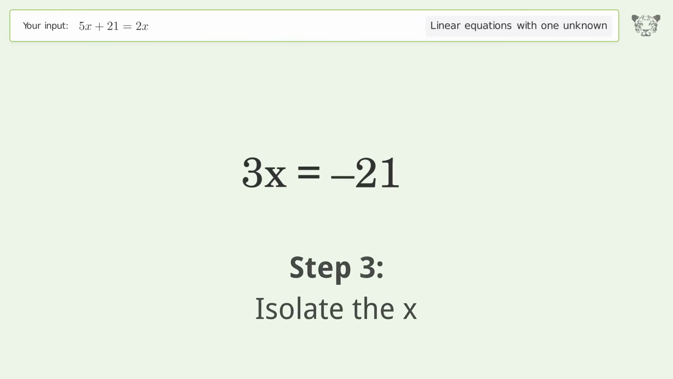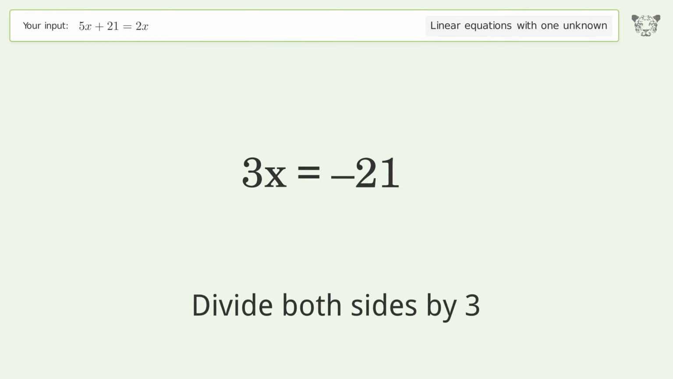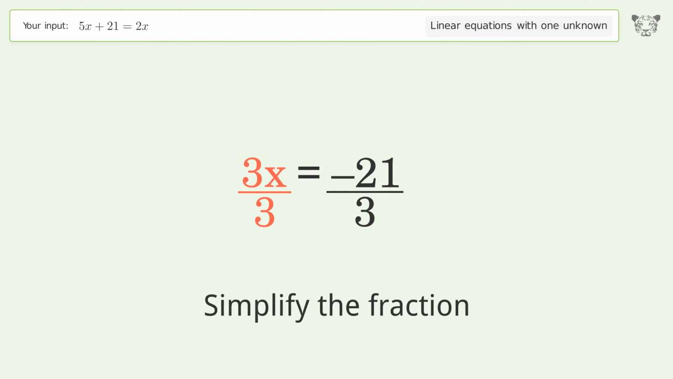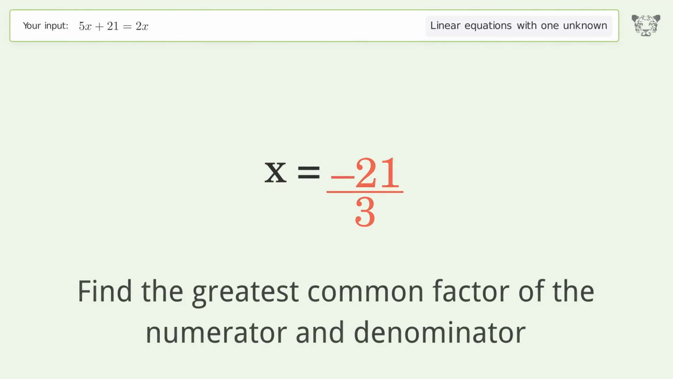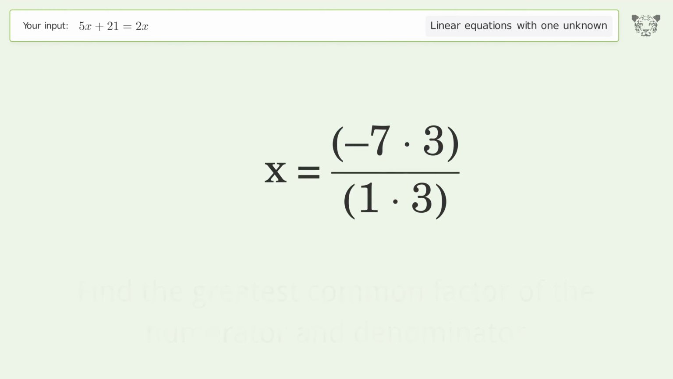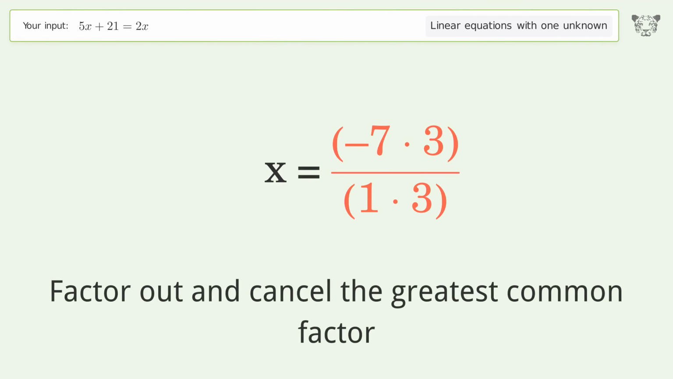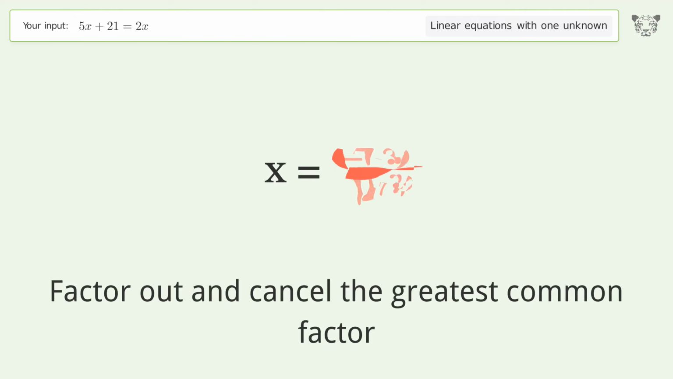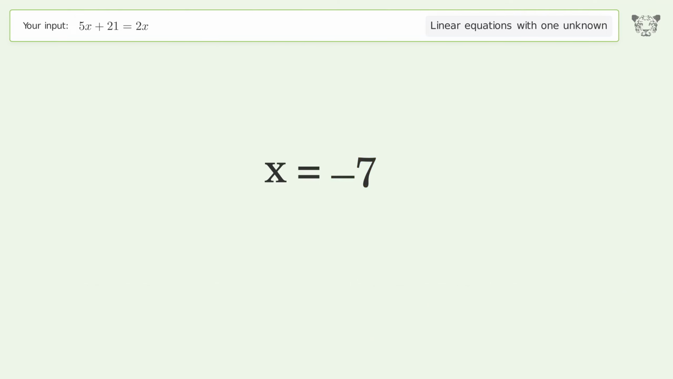Isolate the x. Divide both sides by 3. Simplify the fraction. Find the greatest common factor of the numerator and denominator. Factor out and cancel the greatest common factor. And so the final result is x equals negative 7.